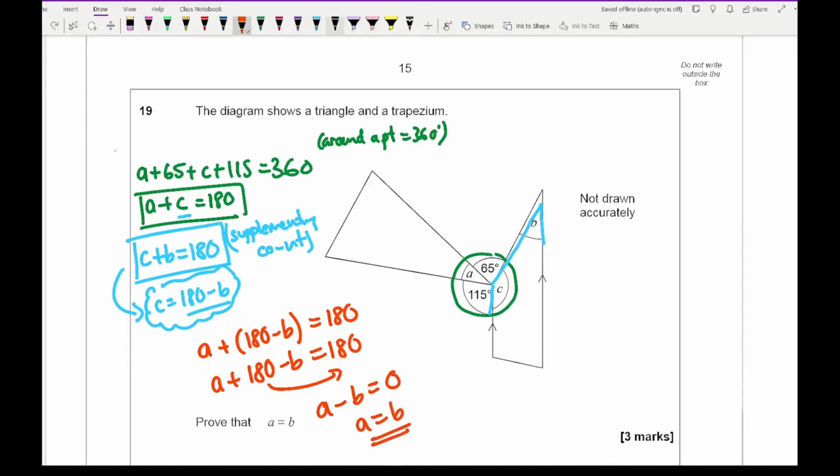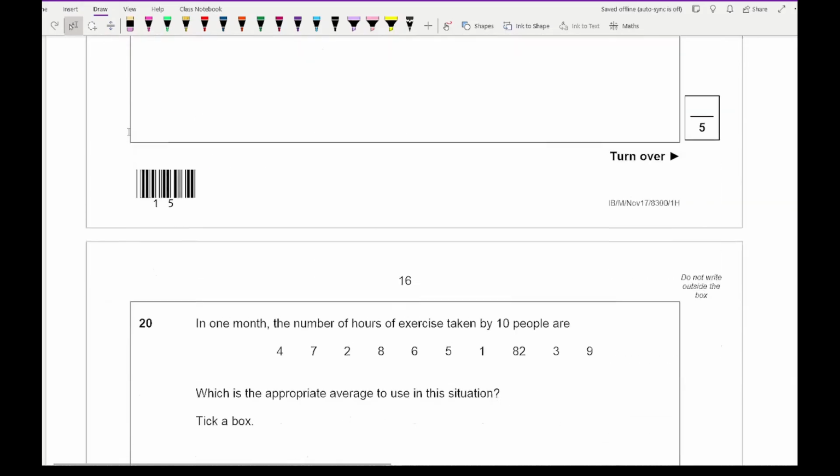Now where the 3 marks come from, I would say you get 1 mark for recognising that all those angles around a point add up to 360 and simplify, 1 mark for recognising that C plus B is supplementary and they add up to 180, and then obviously going through the steps of getting A equals B.